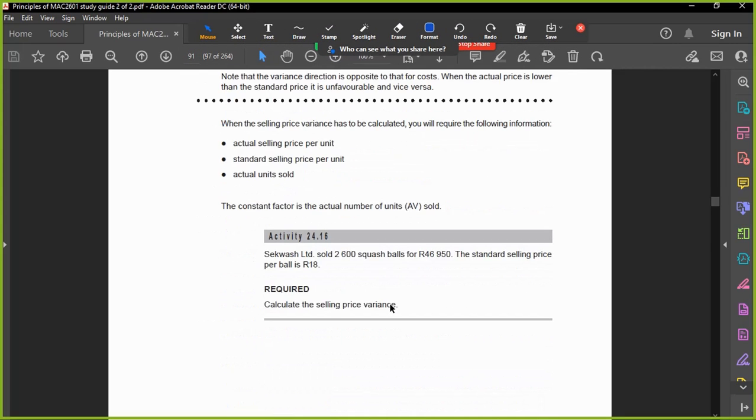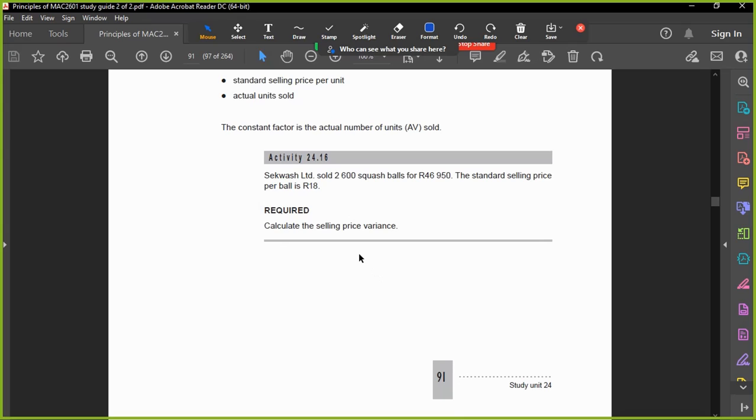This one, selling price variance. This is a nice question. Let me first ask you, what do you understand by the word selling price variance? Like, what does that mean to you? Do you have any clue on what that entails?